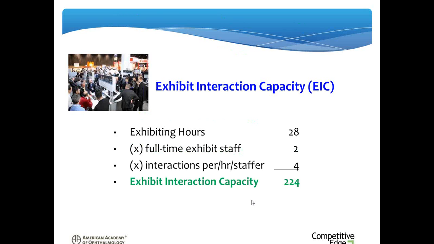This is telling you how much space you have, okay, for face-to-face, one-to-one interaction in your exhibit. Important number to know. You see, now when I know that my exhibit interaction capacity is 224, I don't care if the show has 18,000 attendees or 7,000 attendees or 3,000 attendees. What I care is, are there enough of the right people in that show audience that I can get what? 224 face-to-face, one-to-one interactions.